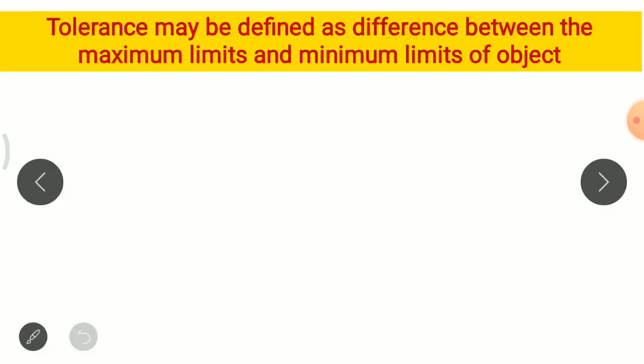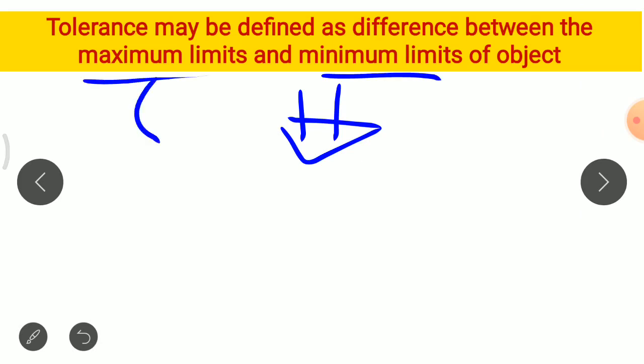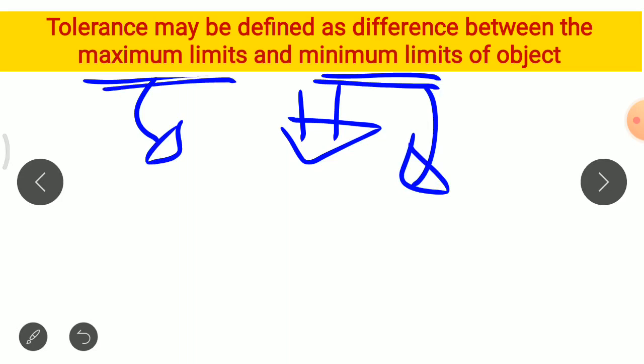Now we will see the actual definition of tolerance, which you have to write in the examination. Tolerance may be defined as the difference between the maximum limit and the minimum limit of an object. But what is meant by the maximum limit and the minimum limit, that we have to know first of all. And we will take both points using two objects.